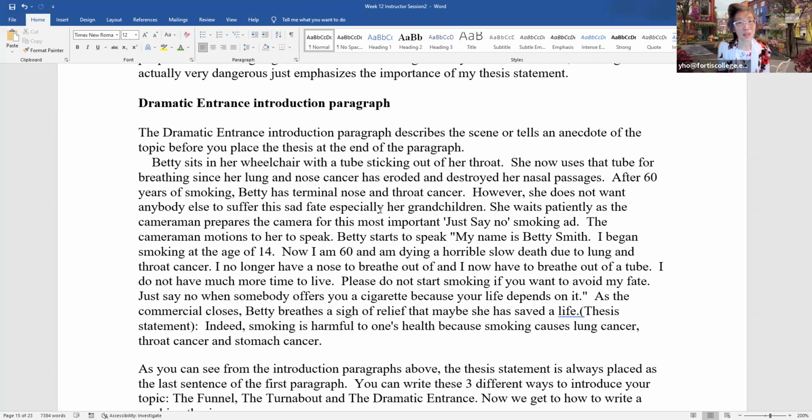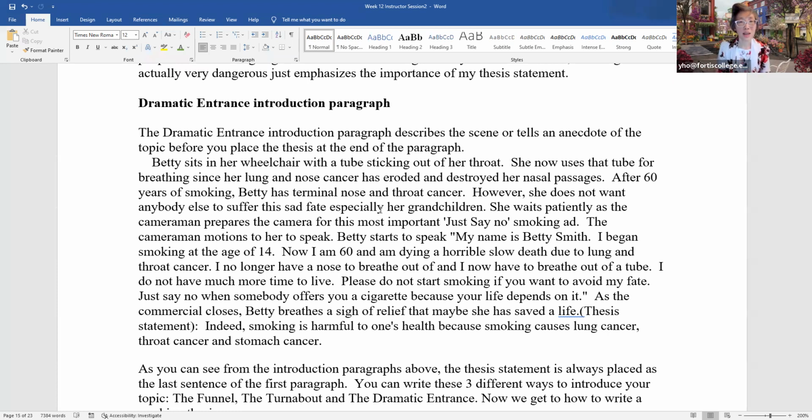Please, to the grandchildren. Then she implores into the camera, do not start smoking if you want to live a long life. Just say no when somebody offers you a cigarette, because your life depends on it. And as the commercial closes, Betty breathes a sigh of relief that maybe she has saved a life. Because indeed, smoking is harmful to one's health because smoking causes lung cancer, throat cancer, and stomach cancer. So that's another way of introducing your thesis statement of smoking is harmful to one's health because smoking causes all of these cancers.